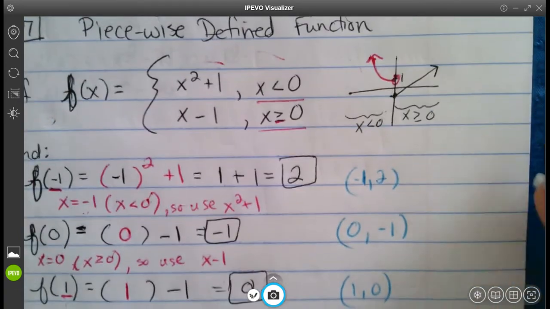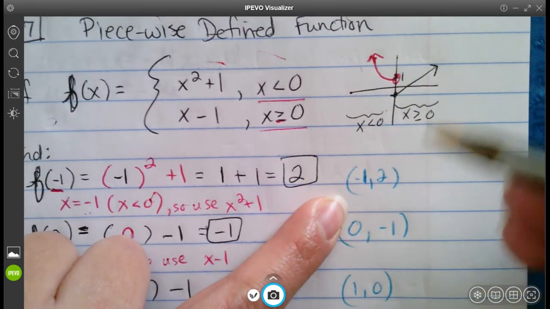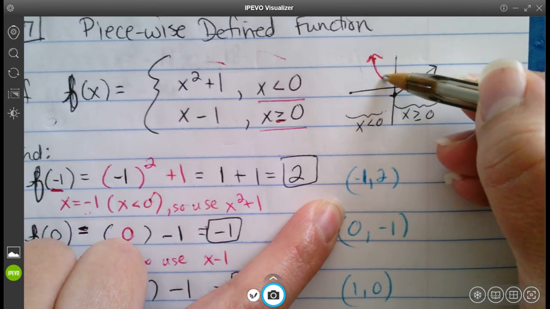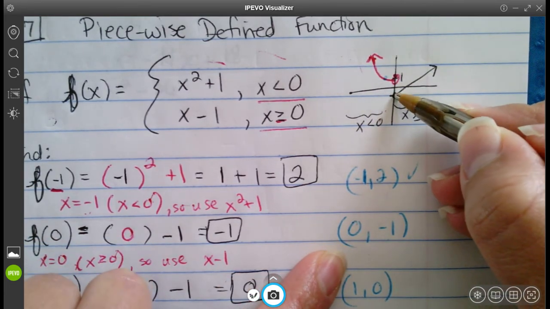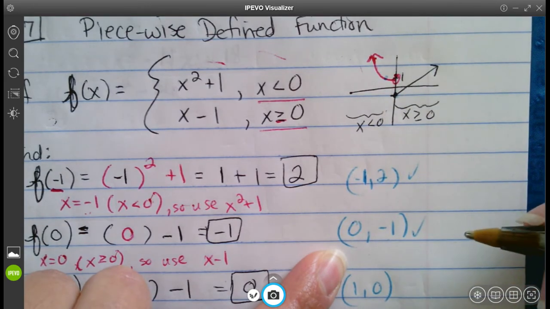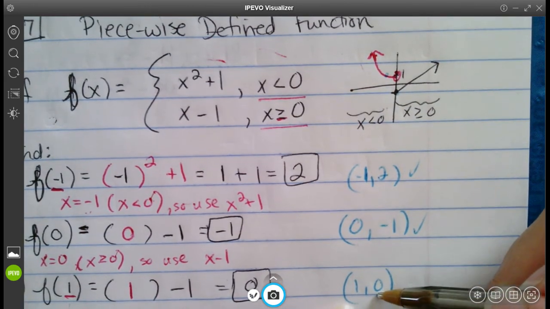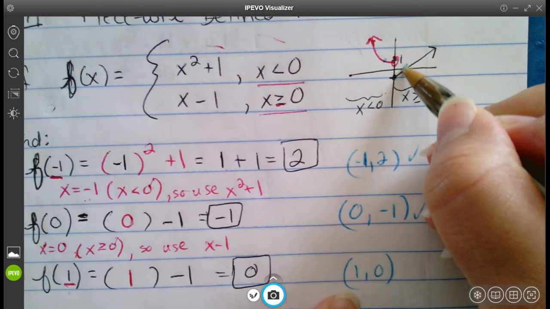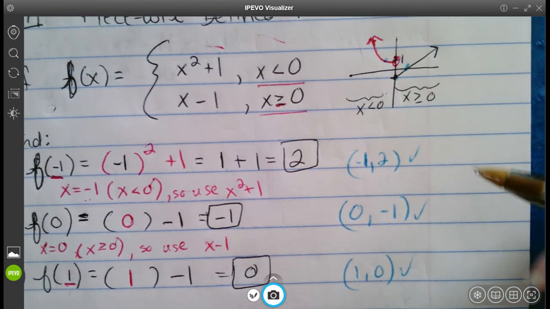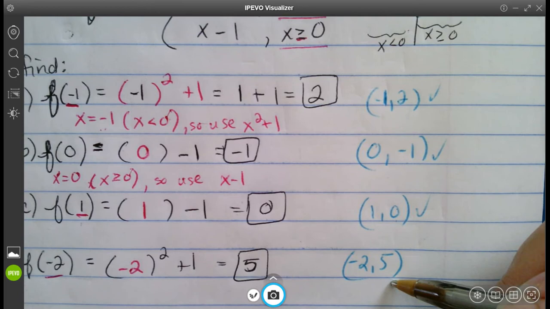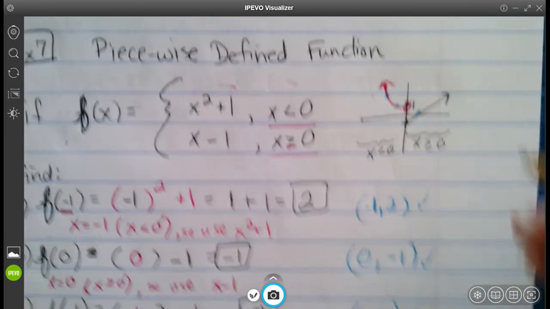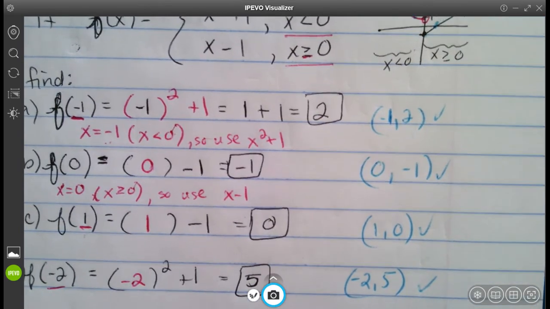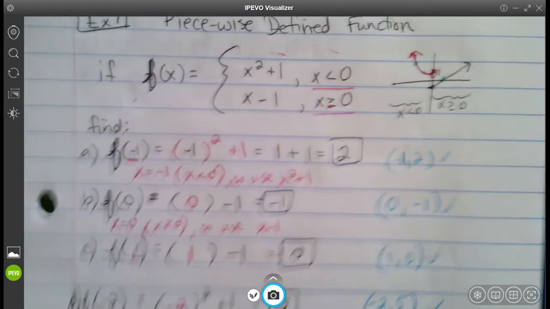Okay, so looking at the first one, -1, 2 would be about here. So this one looks good. 0, -1 is exactly this point that I put right here. So that one looks good too. 1, 0 is probably going to be this point right here, so we're good to go there. And last but not least, negative 2, 5 is probably going to be a little bit higher up on this parabola. So that means that our points make sense and our calculations are probably correct.